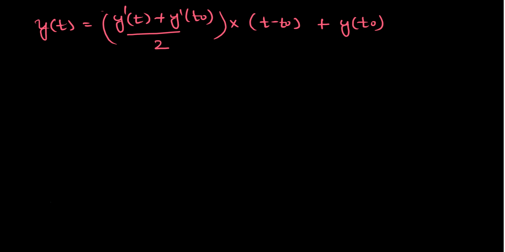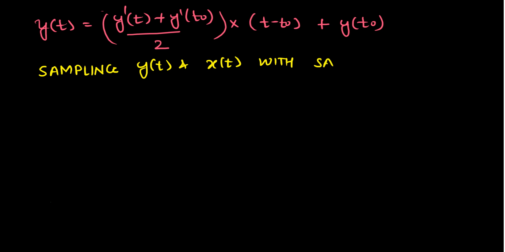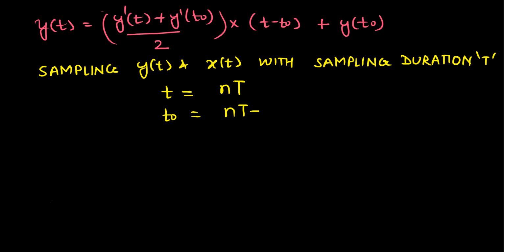So now we need to transform this system to a discrete time system. A continuous time system is to be transformed to a discrete time system, and the basic thing that we can do is to sample the signals. So let us sample y of t and x of t with sampling duration T. Basically, we are going to replace this t by n into capital T, and this t naught will be replaced by nT minus T.